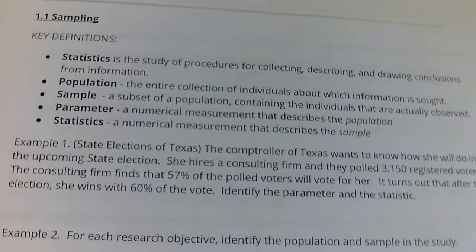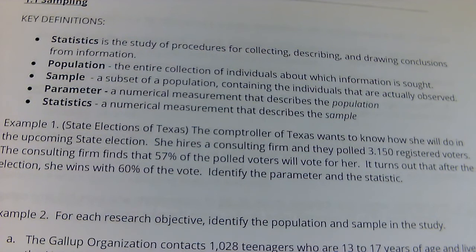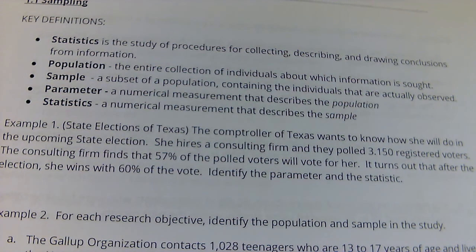This is about state elections. The comptroller of Texas wants to know how she will do in the upcoming state election. She hires a consulting firm, and they polled 3,150 registered voters. The consulting firm finds that 57% of the polled voters will vote for her. It turns out that after the election, she wins with 60% of the vote. So which one of those would be a parameter and which one would be a statistic?